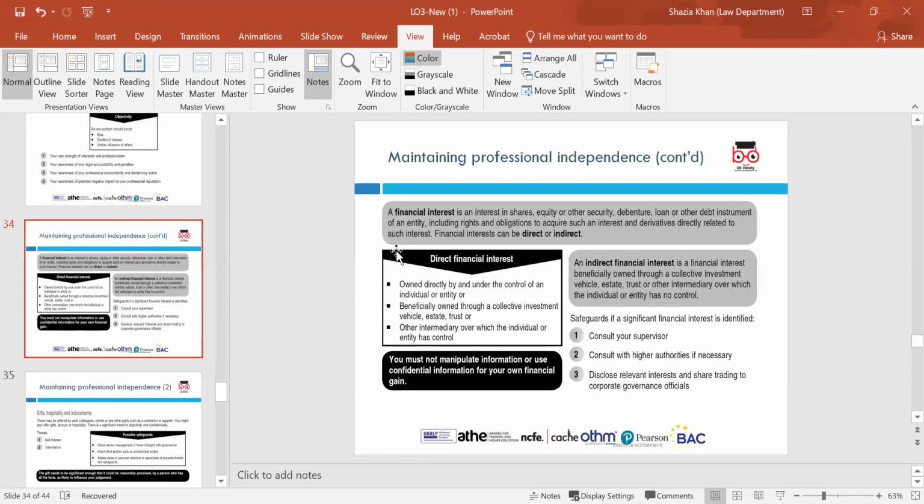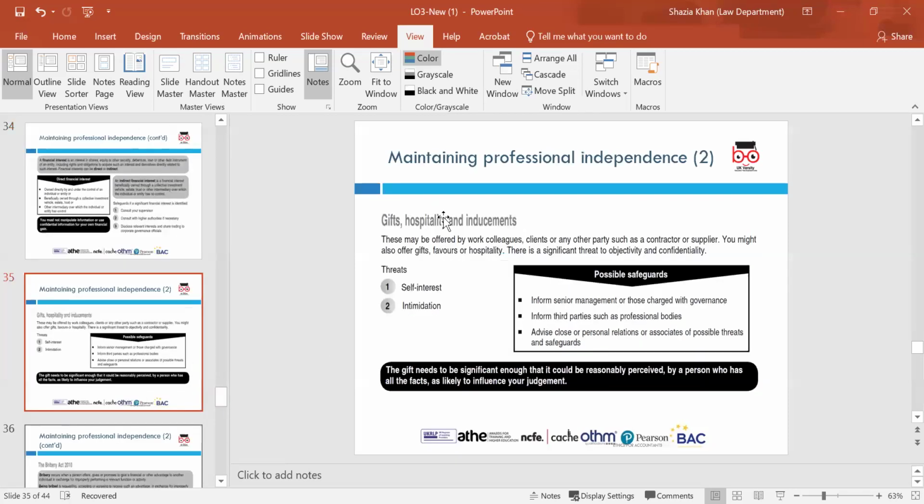Maintaining professional independence. A financial interest is an interest in shares, equity, or other security, debenture, loan, or other debt instrument of an entity. An indirect financial interest is a financial interest beneficially owned through a collective investment, estate, trust, or other intermediary, over which the individual or entity has no current control. A direct financial interest is owned directly by and under the control of an individual or entity.